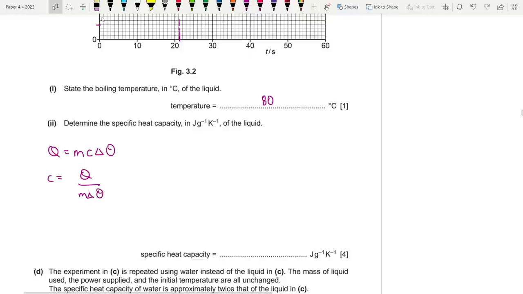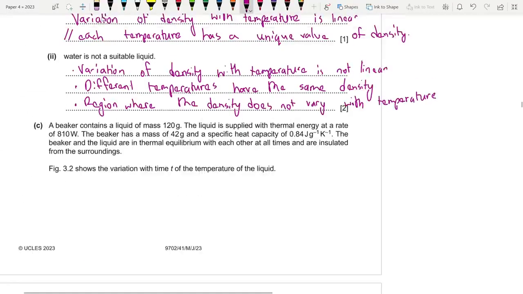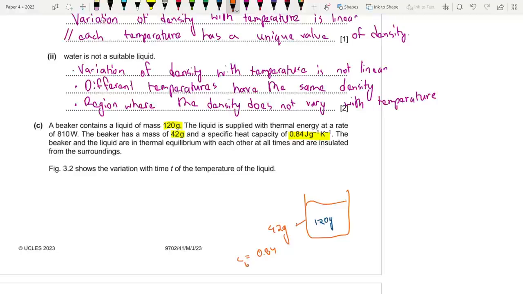Now the thing is, sadly we do not have Q, but I think we can figure that out. How? The beaker has a specific heat capacity of this. The beaker has a mass of this. Now the beaker contains a mass of 120 grams of water. The beaker itself has a mass of 42 grams and a heat capacity of 0.84. So when we heat it up, the beaker will gain heat as well as the liquid inside it. Now the beaker and liquid are always in thermal equilibrium, so they will have the same temperature.